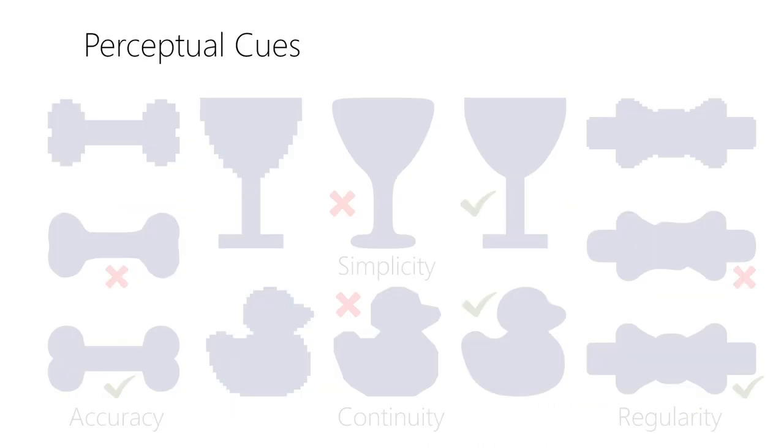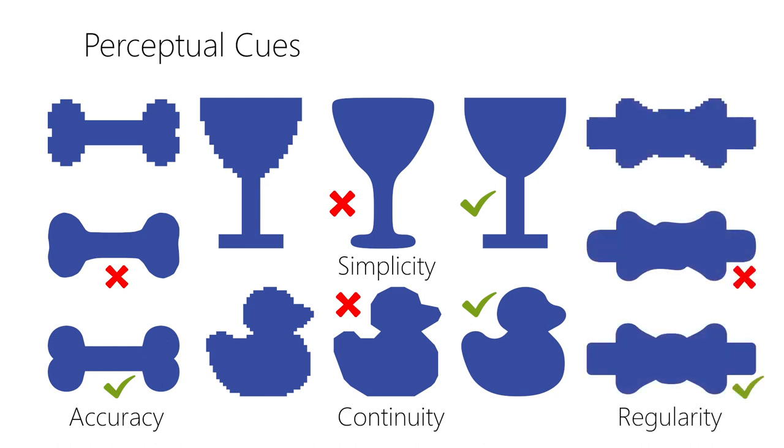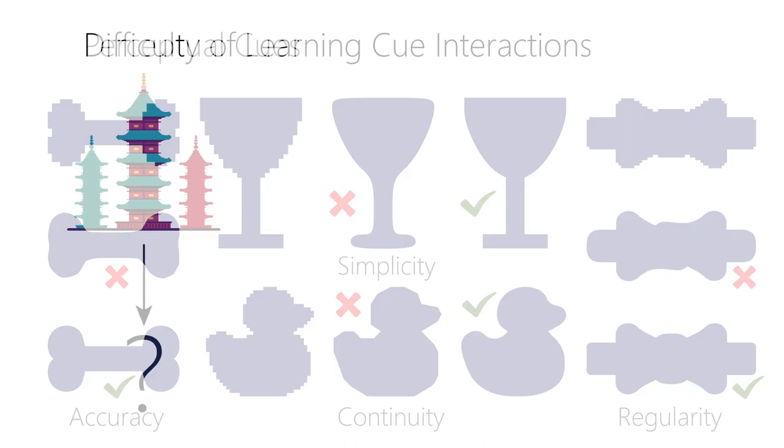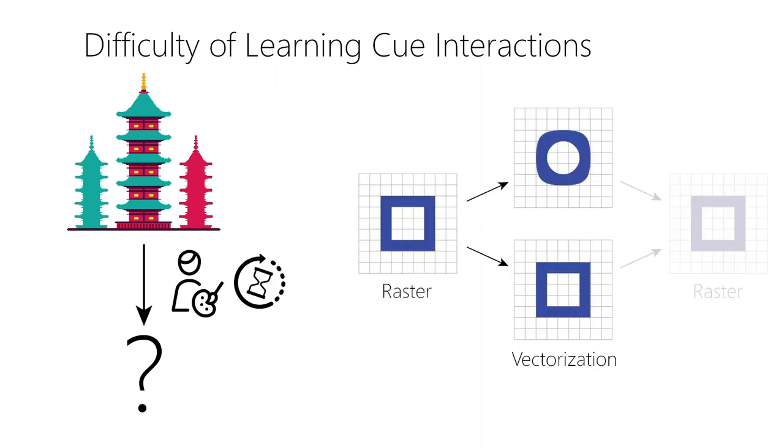Perception studies suggest four criteria that humans are likely to use during mental boundary vectorization: accuracy, simplicity, continuity, and regularity. However, they provide no guidance as to the exact interaction between them. Learning these interactions directly is problematic due to the large size of the solution space, and the difficulty in generating large-scale datasets of perceptually aligned input-output pairs.